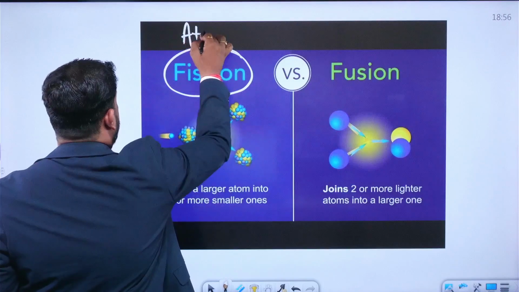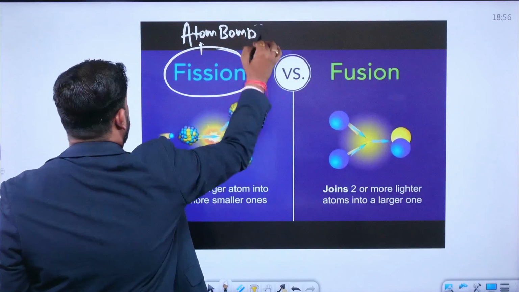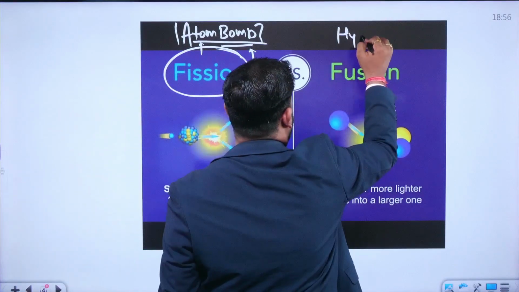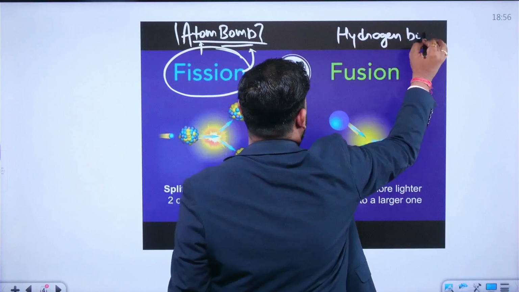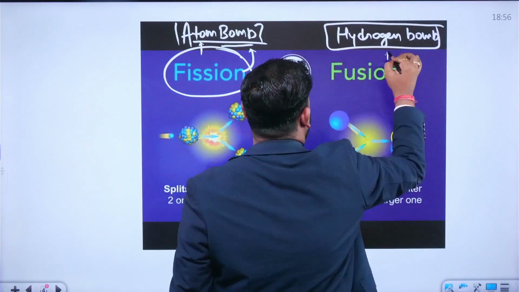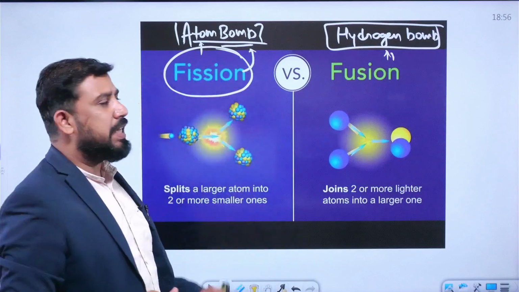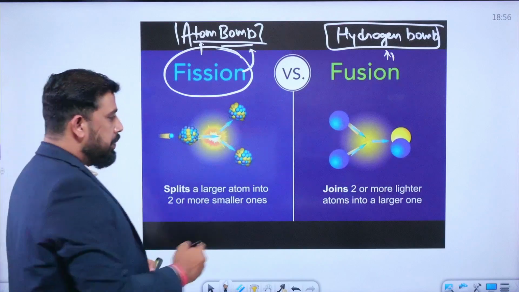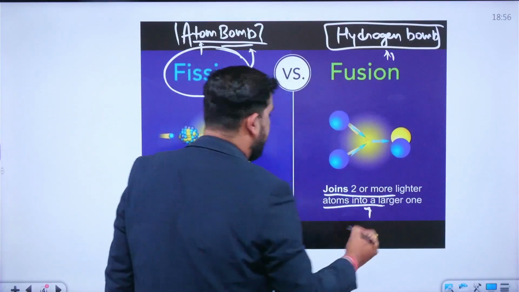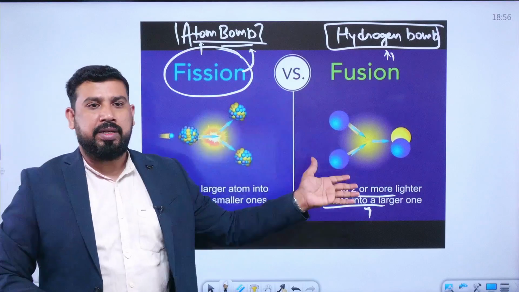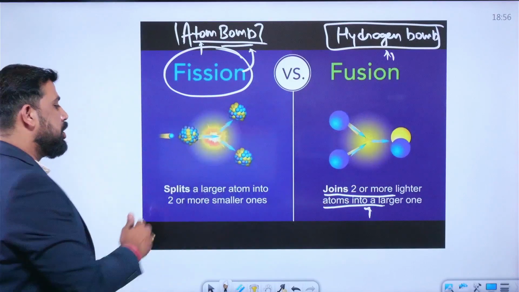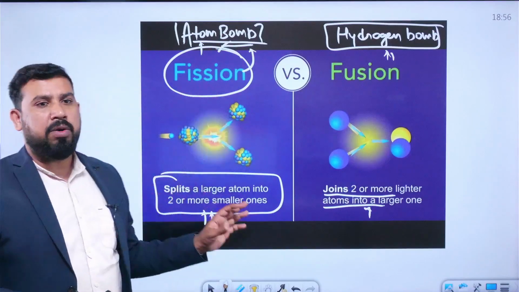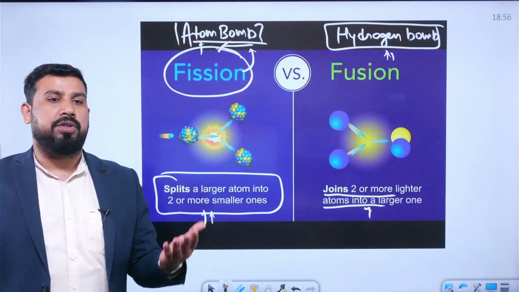So it means that the atom bomb is associated with the fission reaction. But when we talk about the hydrogen bomb, it is a nuclear fusion reaction. Fusion is a kind of integration when atoms combine together. It means joining two or more lighter atoms into a larger one. Fusion creates a larger nucleus, while the fission reaction splits a larger atom into two or more smaller ones. So fission is a kind of breaking down, while fusion is an integration.